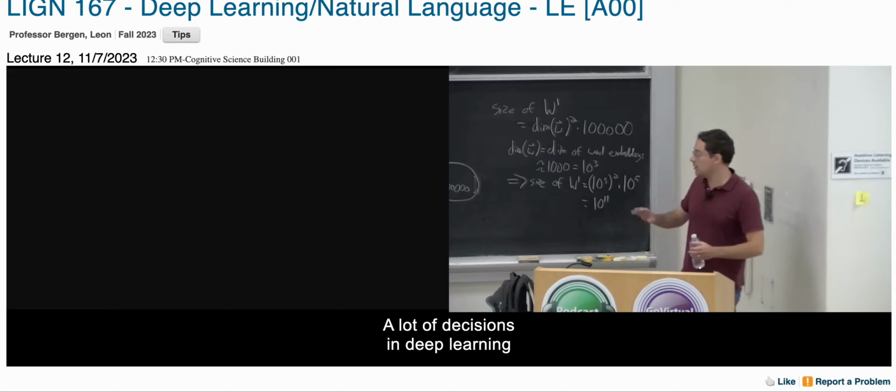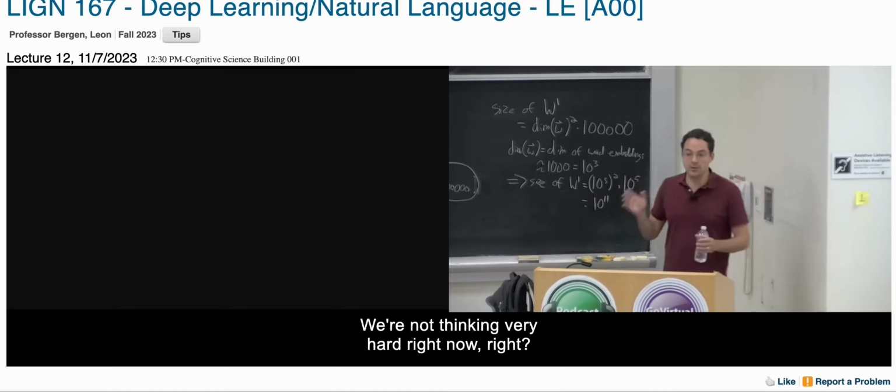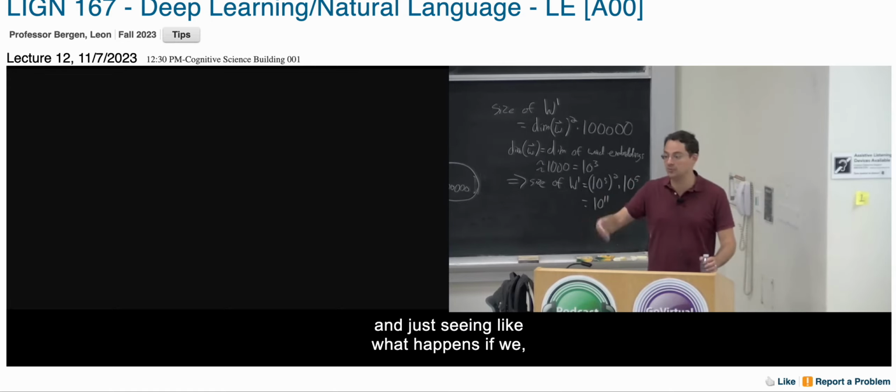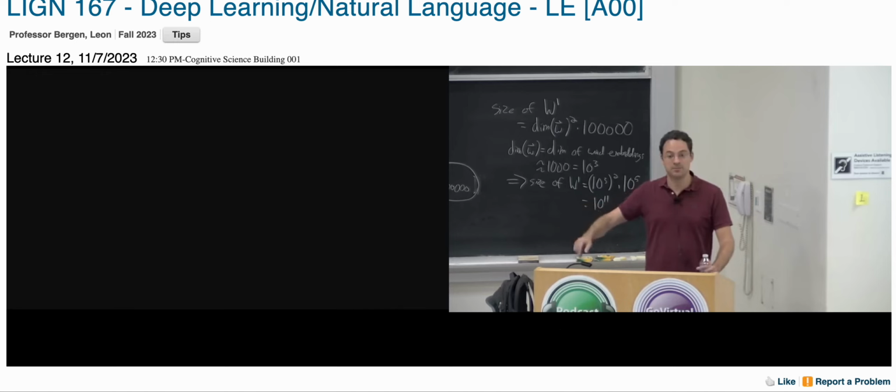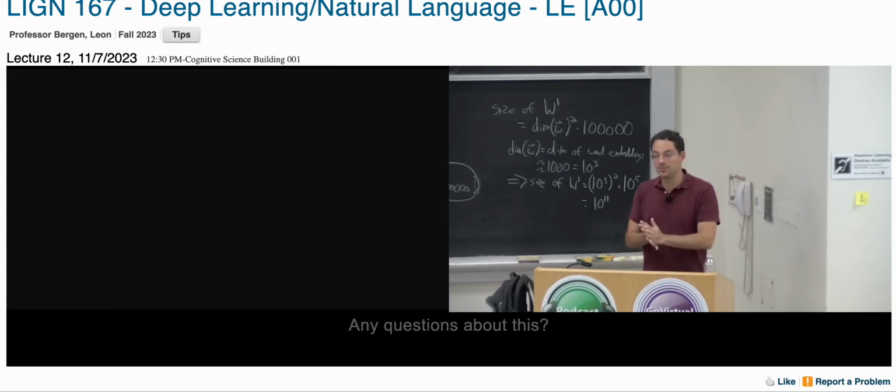A lot of decisions in deep learning come down to just considerations like this. It's not like we're thinking very hard right now, right? We're doing simple arithmetic and just seeing what happens if we decide to do something. Any questions about this?